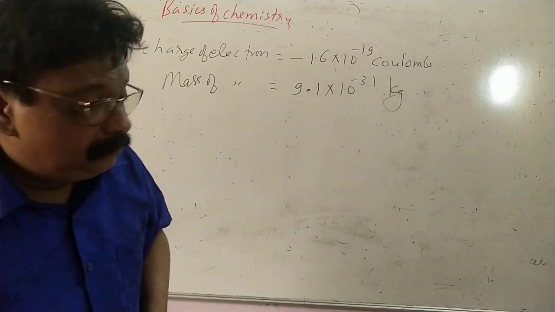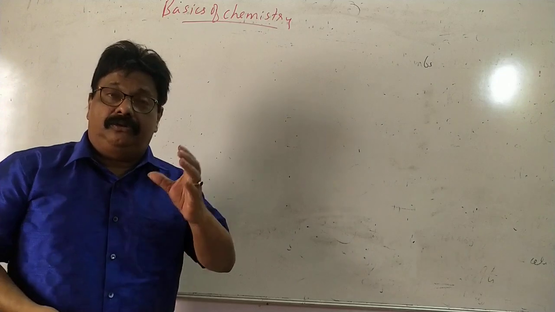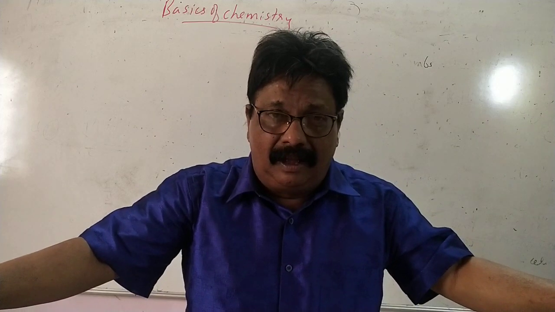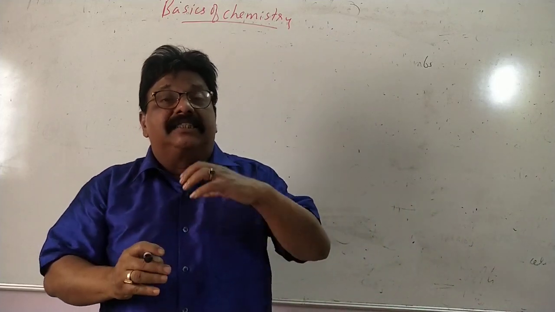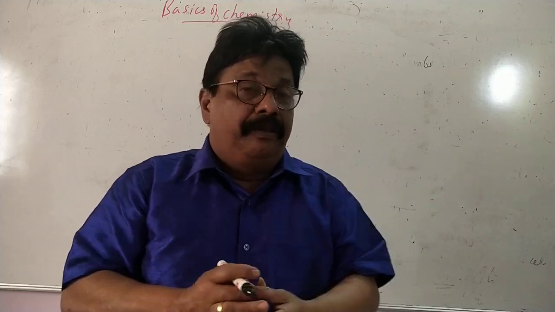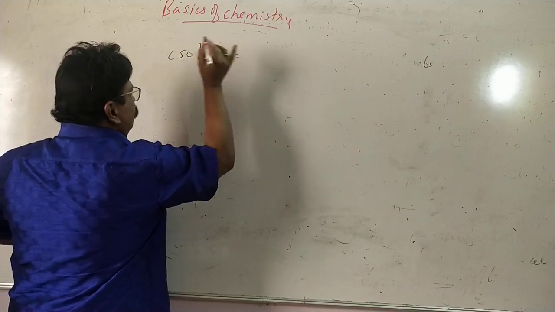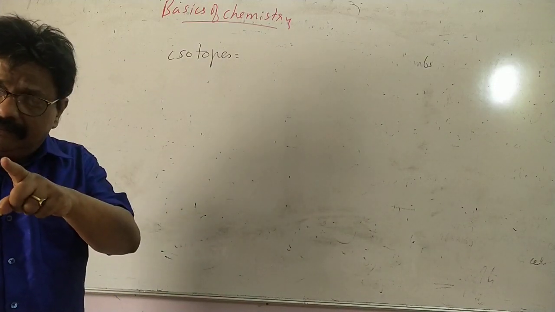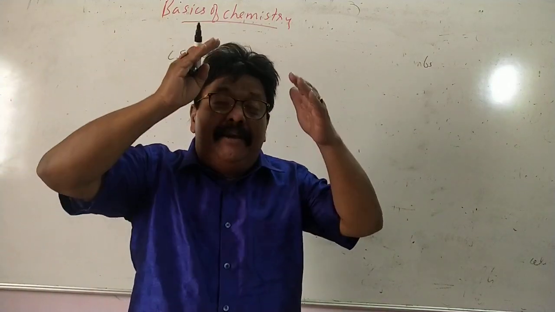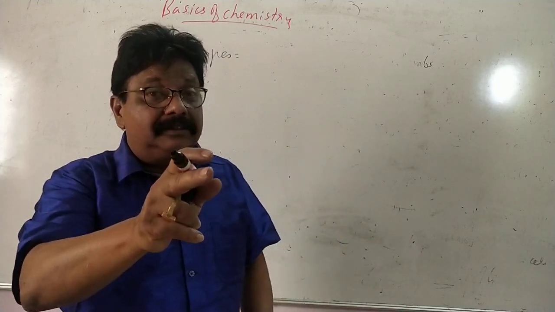So, when we talk about atoms, atoms of different elements are different. Atoms of the same element are similar, or they are alike. They may be slightly different also. So, we use the term isotopes. What do you mean by isotopes? Atoms of the same element, having the same atomic number but different mass numbers.